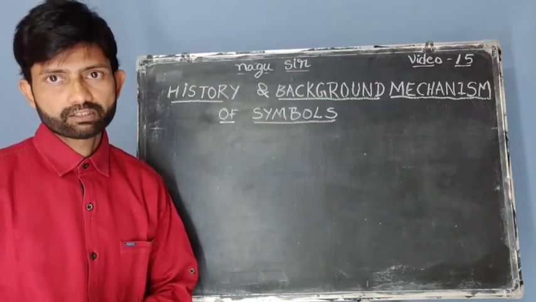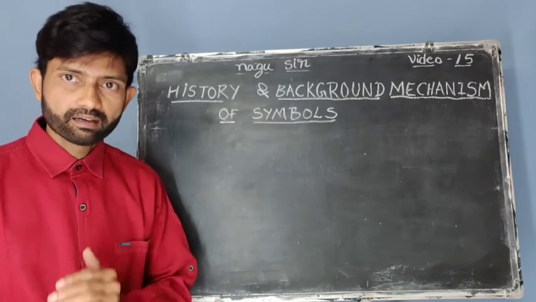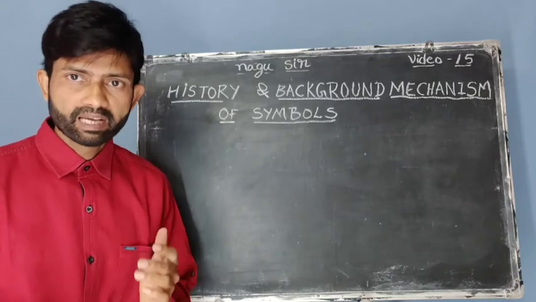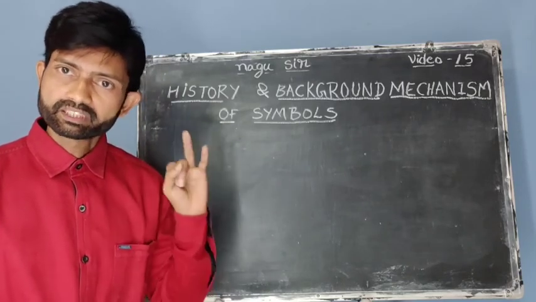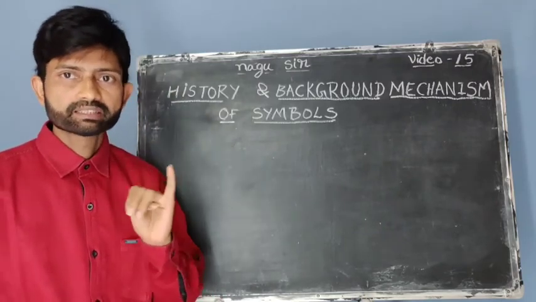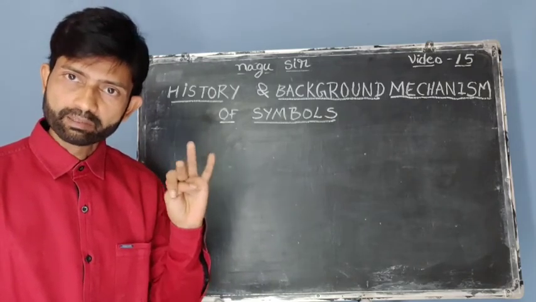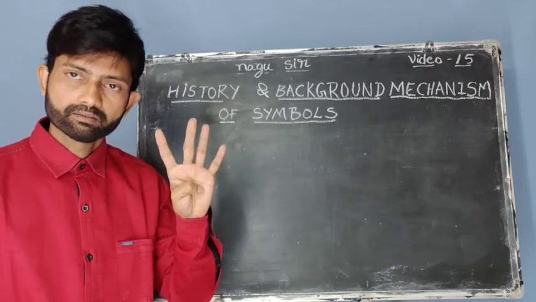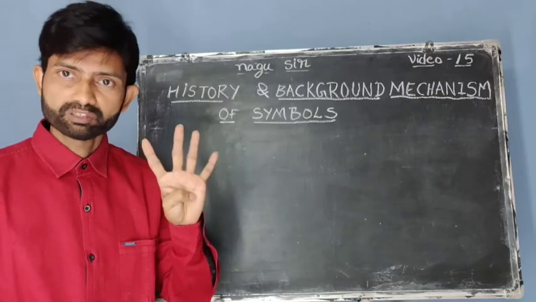Some of our friends have called me to know the names of the inventors of the symbols. We know that in mathematics we have four fundamental operations: addition, subtraction, multiplication, and division. To denote addition, we have the plus symbol; subtraction, the minus symbol; multiplication, the into symbol; and division, the divided by symbol. They wanted to know the names of the inventors of those symbols.